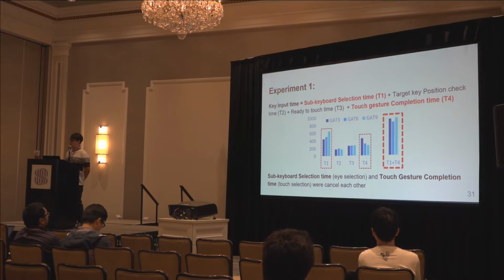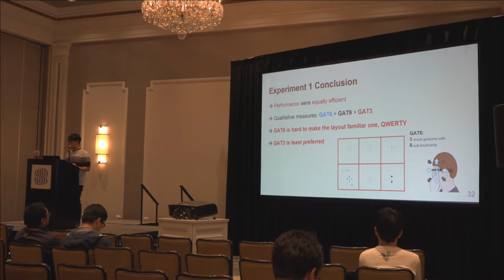We tried to figure out why the text entry speeds were not very different across the options. We decomposed the key input time into 4 parts. And finally, we found that the sub-keyboard selection time and the touch gesture completion time, which are T1 and T4, cancelled each other out. So all 3 options show similar text entry speed.